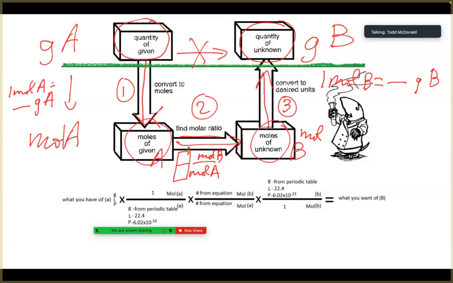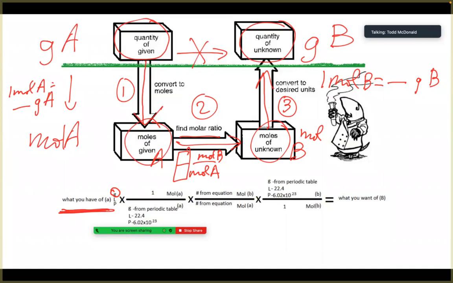This little process below the diagram, this kind of tells you where you're starting. So we have what you have, A. We are typically going to focus for now on grams. I just tried to circle the G there. The L and the P. L would be related to liters if we were in gas volume, and particles has to do with number of atoms. We're going to pretty much focus on grams.